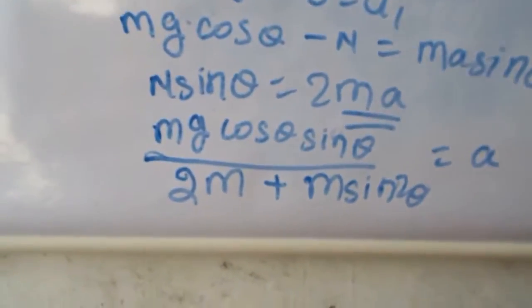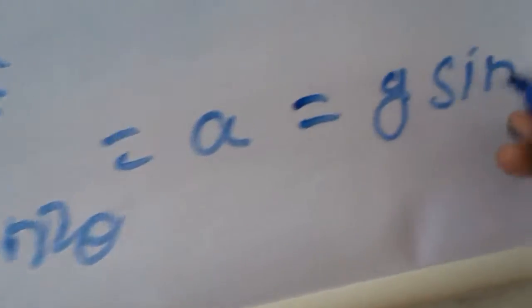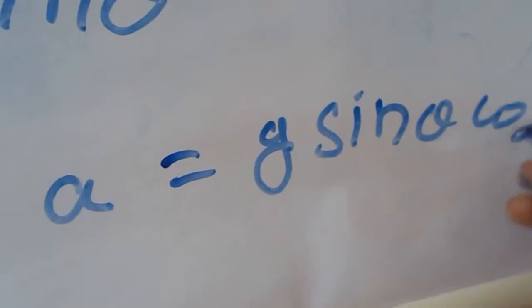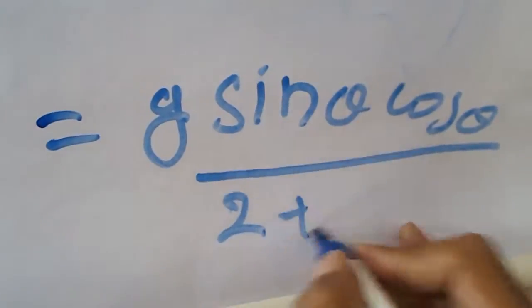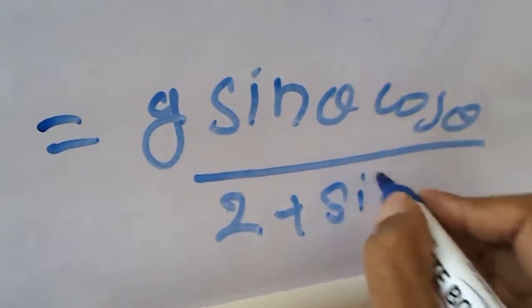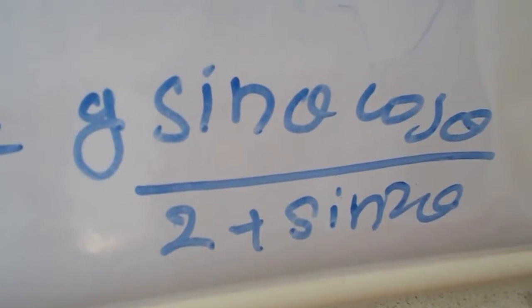If you look very carefully, it becomes g sin theta cos theta divided by 2 plus sine square theta. So it is very simple to calculate.